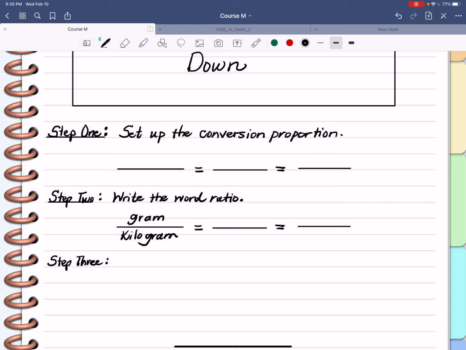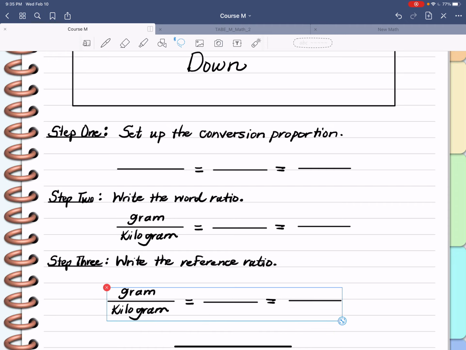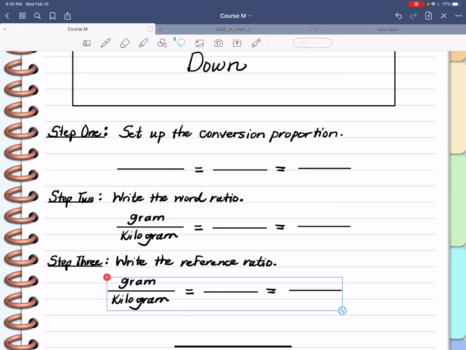You write the reference ratio. And this is what comes from your memory piece. So pull that memory piece out and let's find the appropriate one that we need. So we have, let me copy this. That was the word ratio. So now I want to put in the reference ratio.